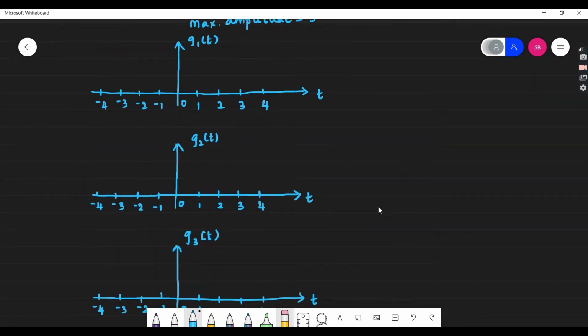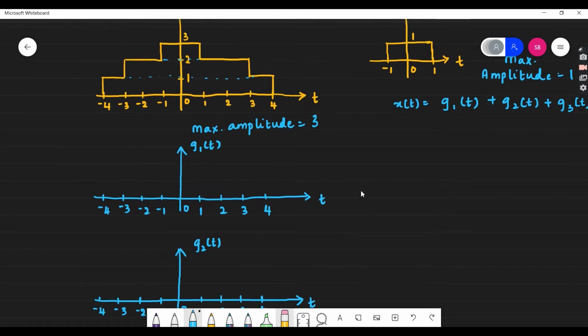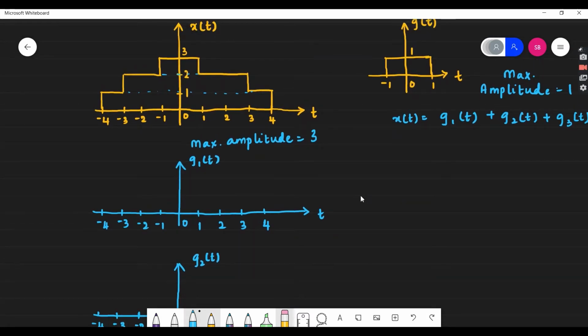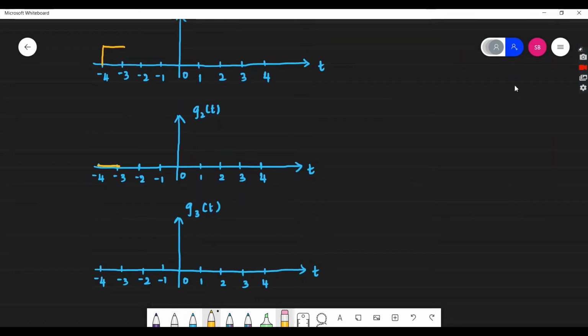Now, let us start comparing with the original plot of the x of t signal. From the x of t plot, if you check, from minus 4 to minus 3, it has an amplitude of 1. So I want one particular g of t signal. I will choose it to be the g1 of t signal. From minus 4 to minus 3, it has an amplitude of 1, only 1. So it is 1 plus 0 plus 0. For the remaining two signals, I will consider it as 0.